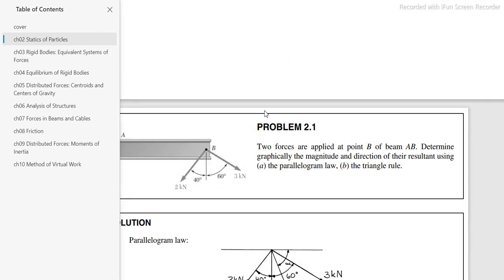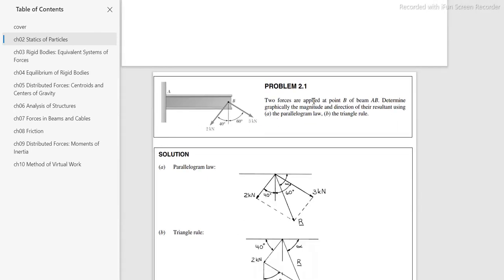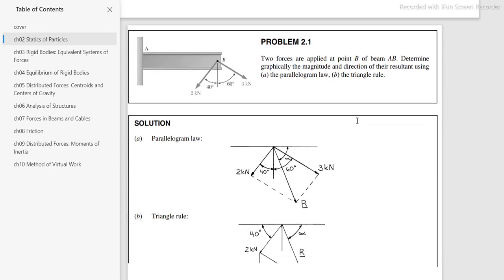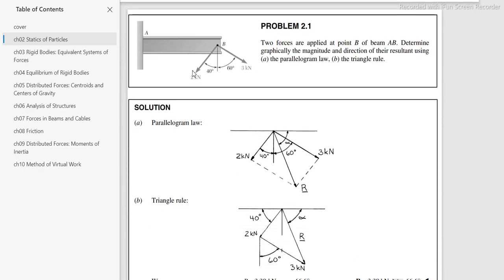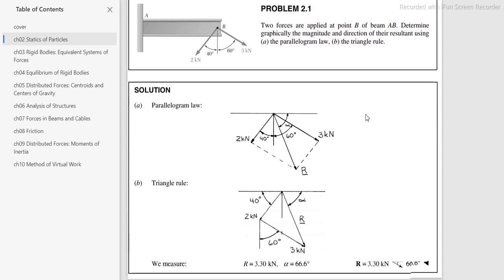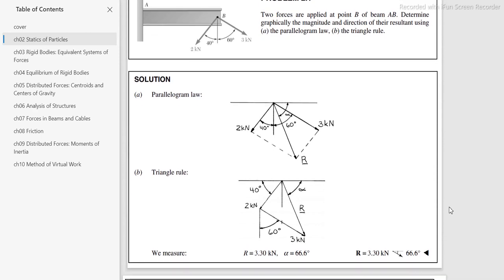Here, the first problem is: two forces are applied at a point B of beam AB. Determine graphically the magnitude and direction of their resultant using A, the parallelogram law and B, the triangle rule. So, here is the solution of this question. First, parallelogram law and the triangle rule.